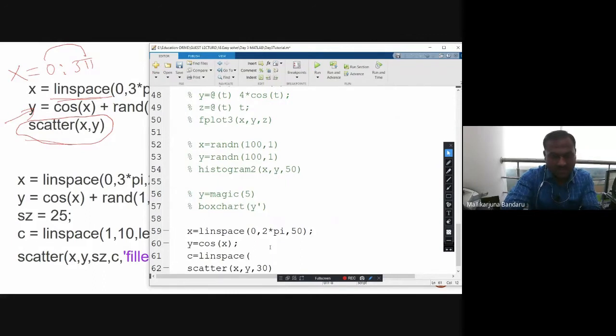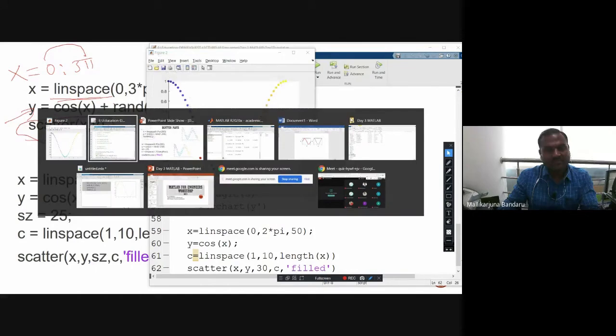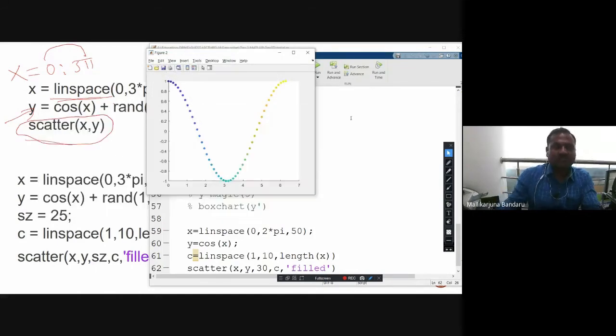Linear space of 1 comma 10, whatever the length of x, then comma C, that should be filled. I mean, till now we are getting circles, right? Those circles should be filled with different colors. So that is what the graph should be. Yeah, we are getting this.